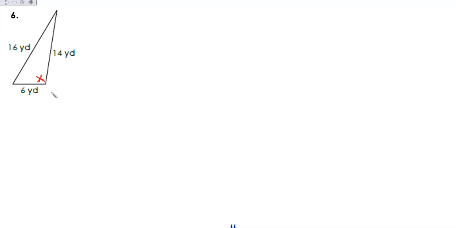It should work with whatever angle you find, but so that way when you check your answers, you're able to check your actual work with where mine is. All right, so go ahead and find this missing angle using law of cosines and pause your video now.